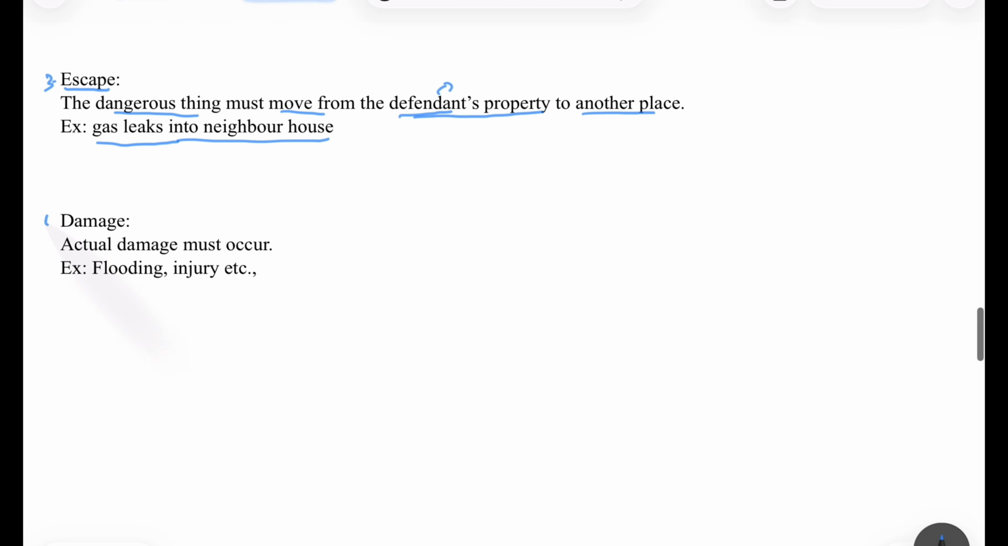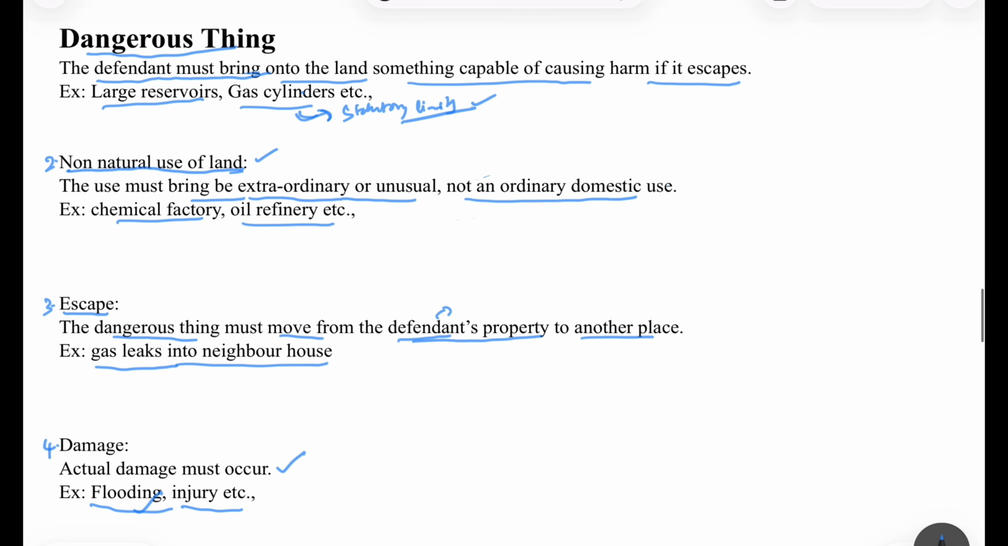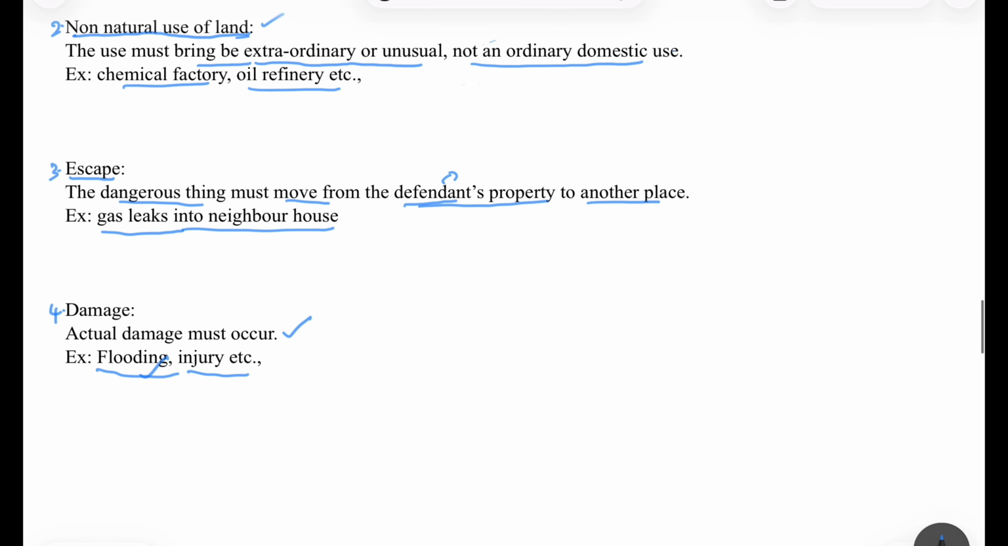And coming to the fourth essential element of strict liability, damage. Actual damage must occur. Example: flooding, injury, or if we take another example, property destruction such as machinery in this case. Also in this case, Fletcher's coal mine suffered extensive flooding, and therefore the machinery suffered defects, and because of that he incurred economic loss. These are the important essential elements of strict liability.